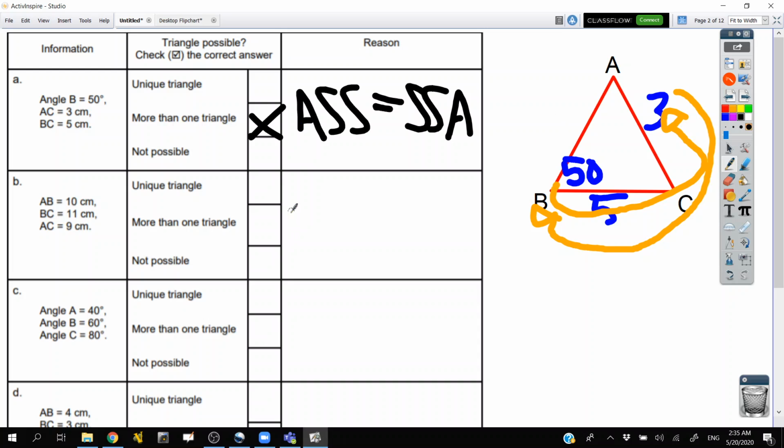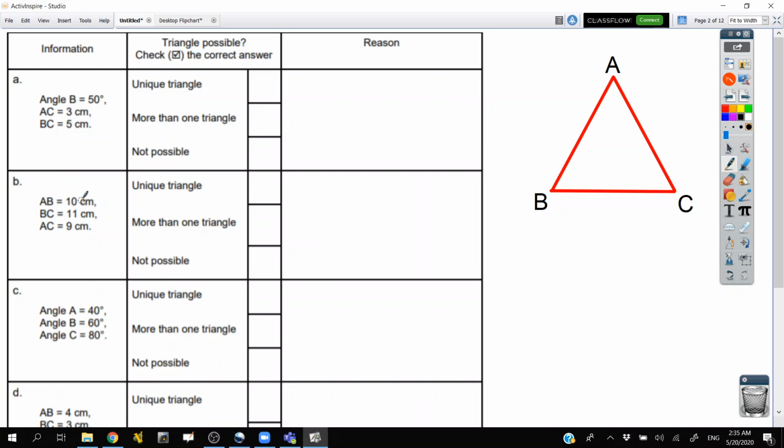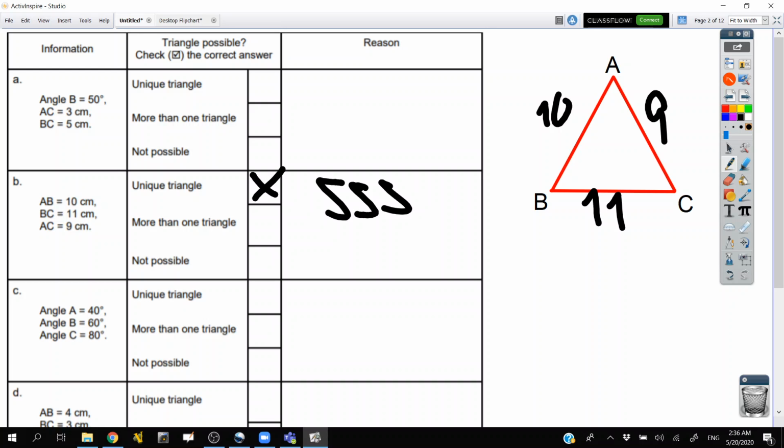Then for the next ones, I would expect you to go through the exact same type of thoughts. Here we have side lengths of 9, 10, and 11. Well, I can label those: AB is 10, BC is 11, AC is 9. It's actually pretty similar to the triangle I have drawn. But that is side, side, side, which definitely is a congruency, which means that triangle must be unique. There are no other choices.